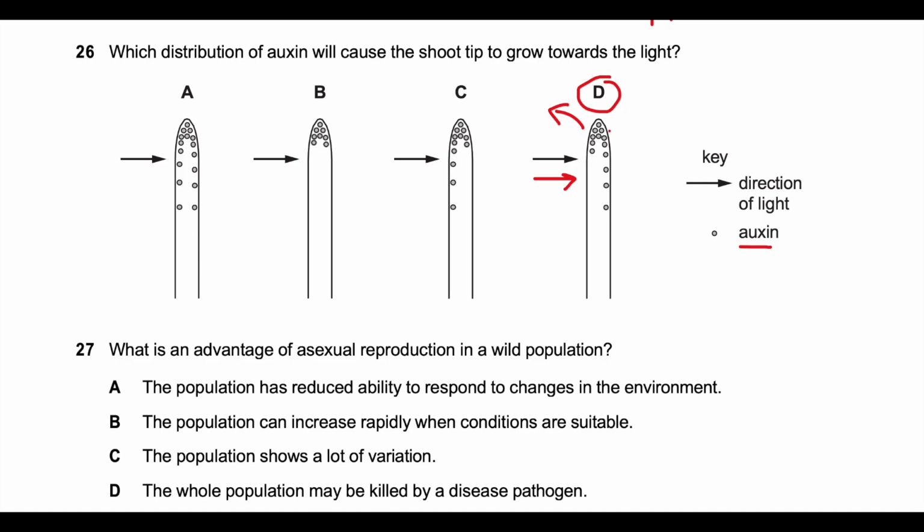What will happen? This side will be longer than this side. That will make uneven growth, which causes the shoot to bend toward whom? The sun, helping the plant maximize light absorption for photosynthesis. And that's it. So the right answer here is D.